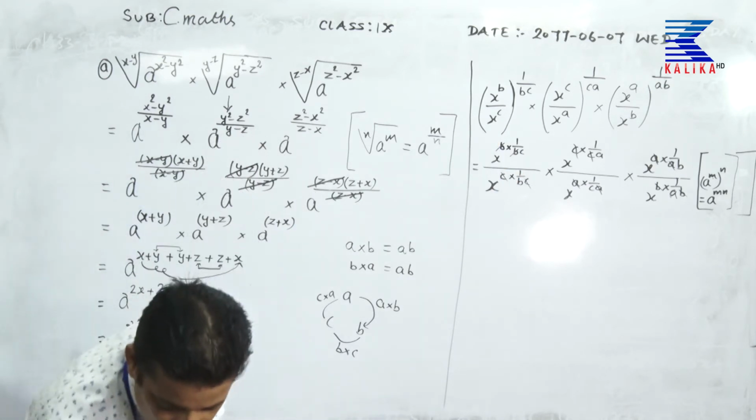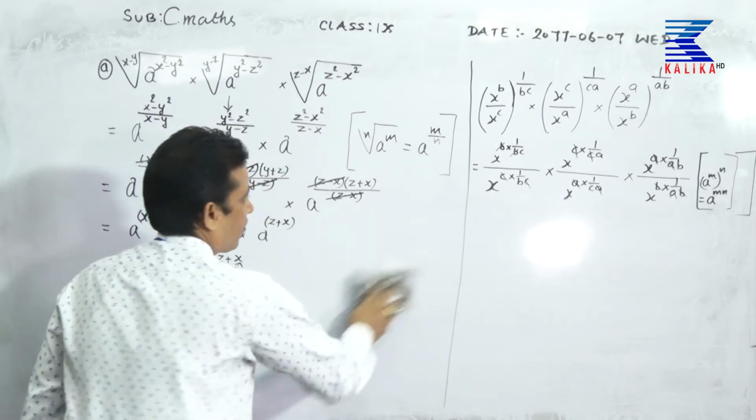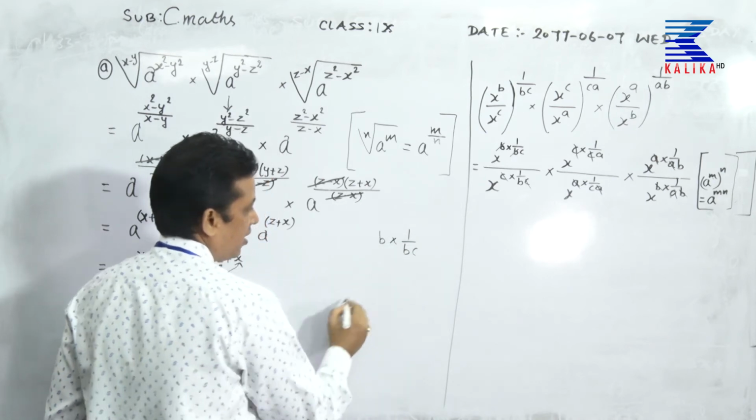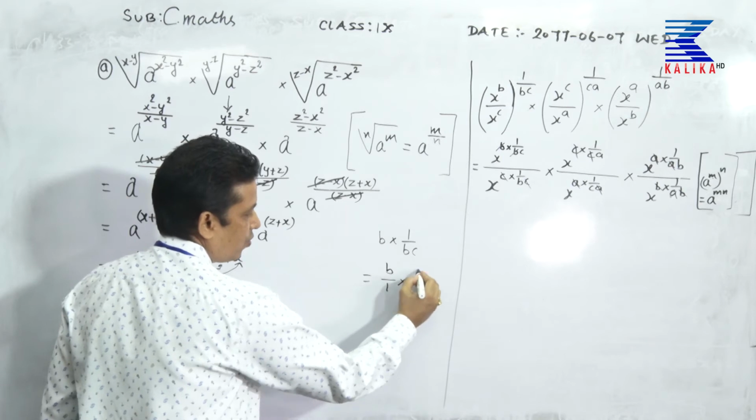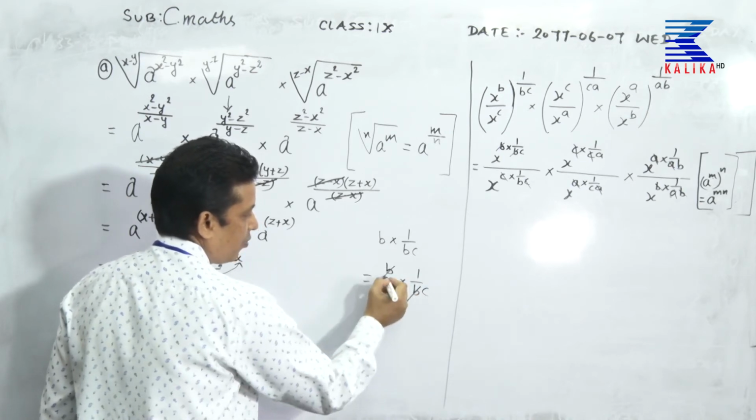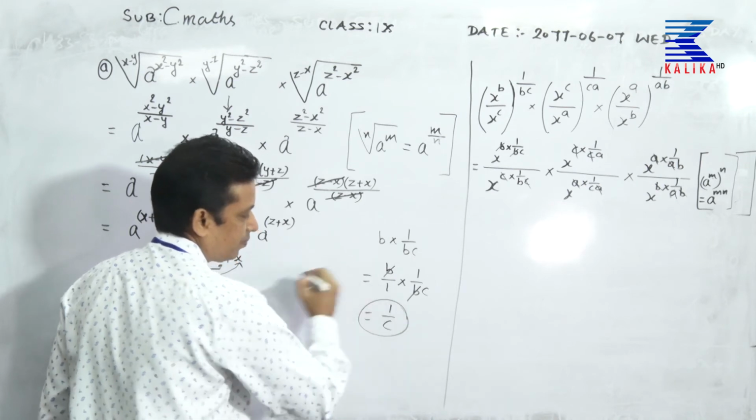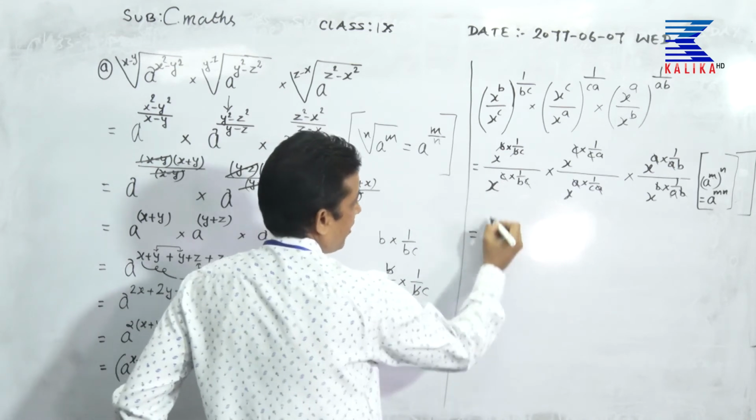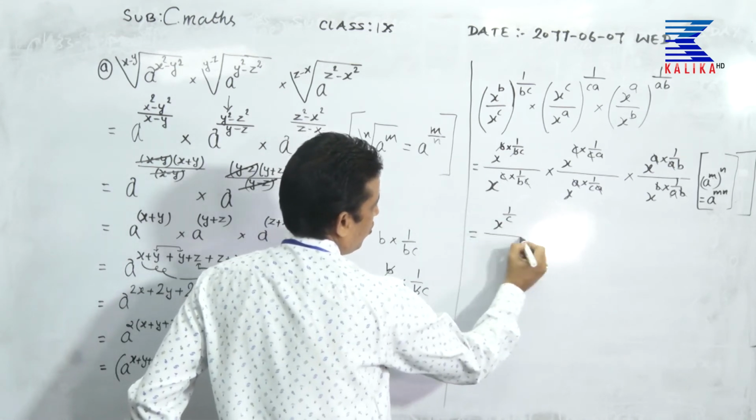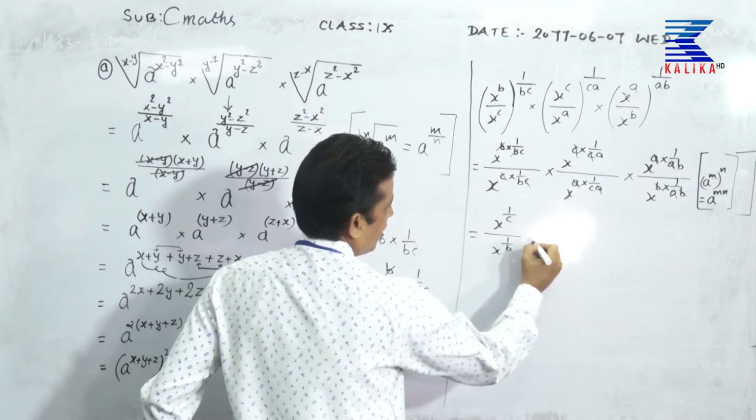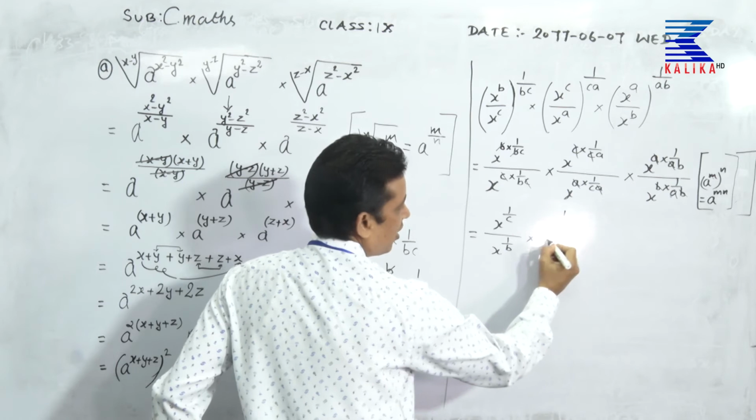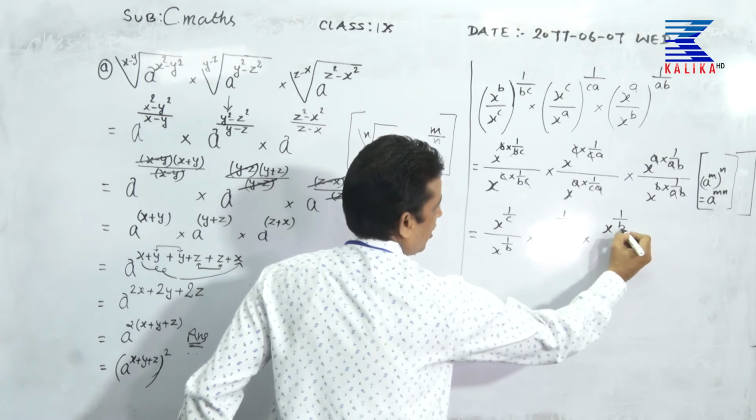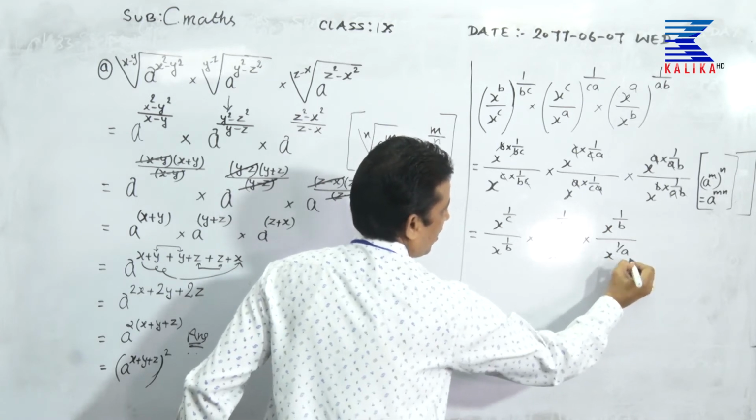So, just let me show you, b cross 1 by bc is there, it means b over 1 into 1 over bc. So, b and b we can cut, the result comes 1 by c. Okay. So, you can see we have done like this: x to the power 1 by c over x to the power 1 by b into x to the power 1 by a over x to the power 1 by c into x to the power 1 by b over x to the power 1 by a.